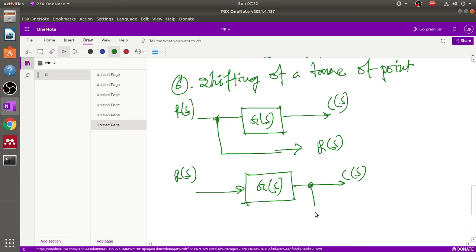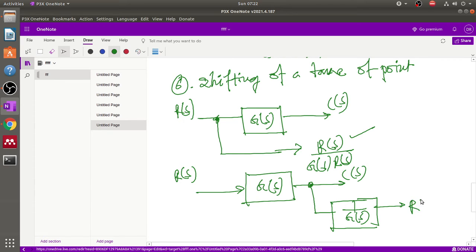Now if we shift the point here, we already know that the output function is basically GS into RS. So here only we get the RS. So removing this GS, we can multiply 1 by GS, then we get the output RS. So shifting the takeoff point means changing the block diagram block value also.